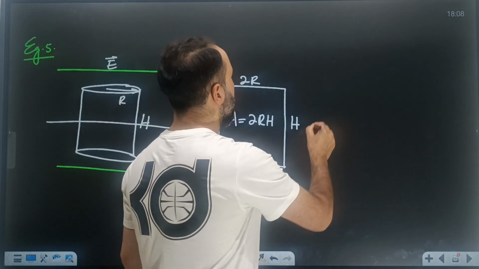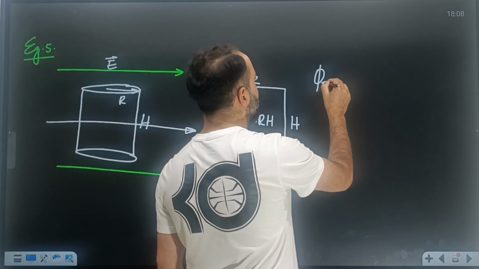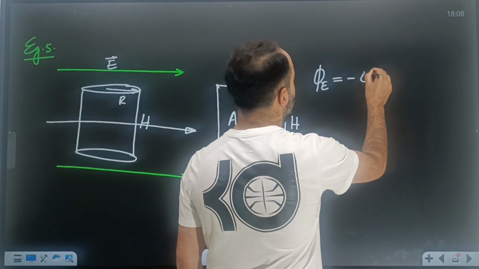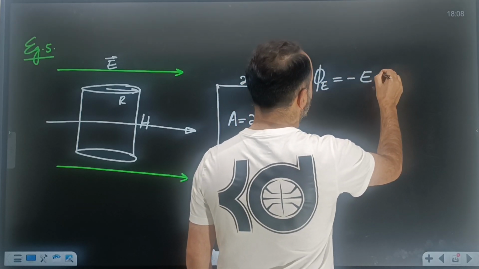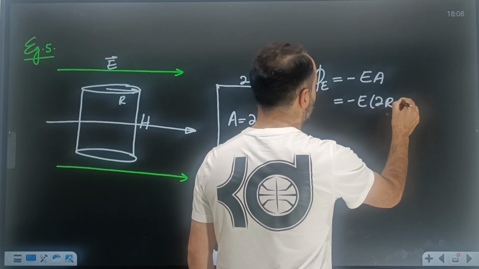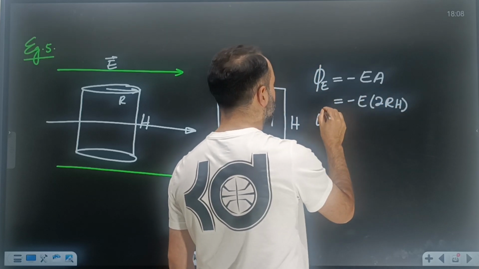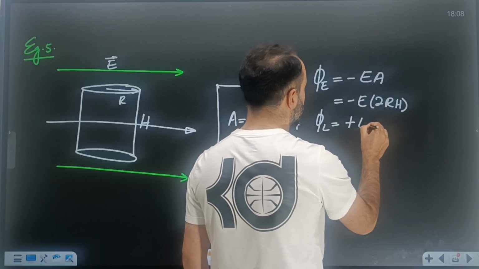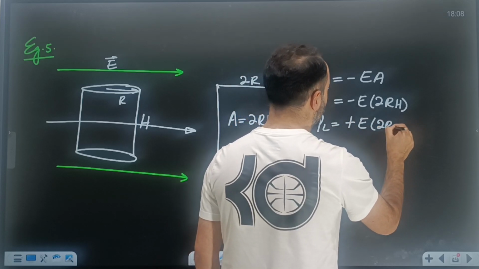And now what about flux entering? Will it be negative or positive? Obviously negative, minus E into area. Okay, so area इसका क्या है, that is minus E into 2rh. What about flux leaving? That will be equal to plus E into 2rh.